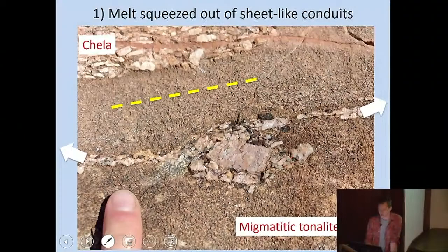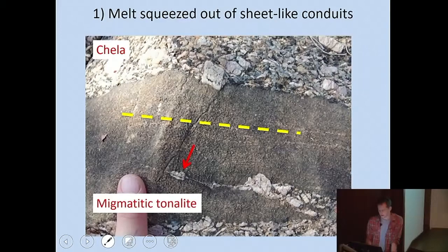There's another example here. You can see the connection with the Chela granite down here, and this sheet runs parallel with the foliation in this fine-grained country rock. You can see that this megacryst is almost completely detached from this very thin conduit of Chela granite and has almost become a xenocryst. So this is how crystals were being transferred to the wall rock material.